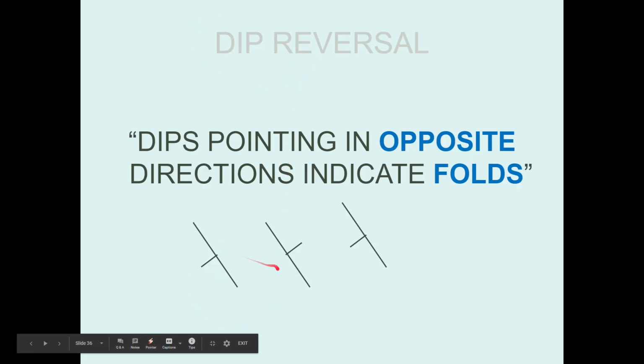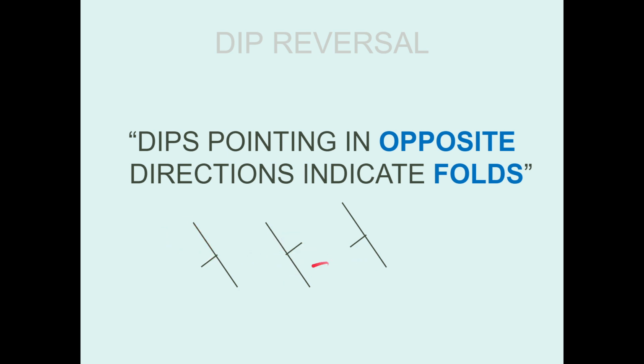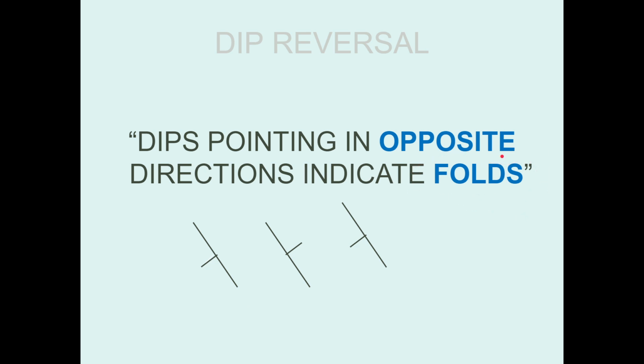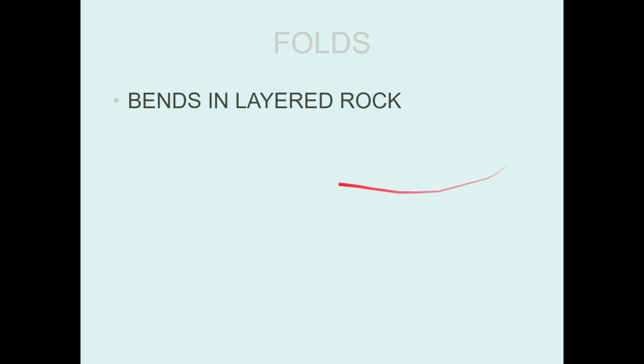What if I've got crazy things happening where these symbols are kind of pointing away from each other or pointing towards each other? Well, when we see this, it means there's folds one way or another. So let's start talking about folds or folding rocks. Folds are basically bends in the layers of rocks. They have been bent, they have been deformed ductilely.